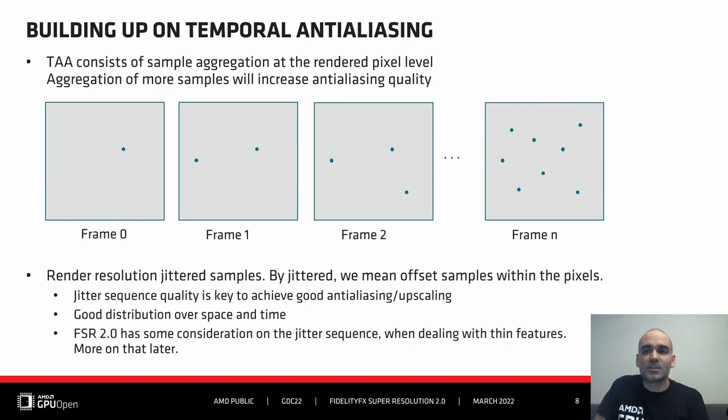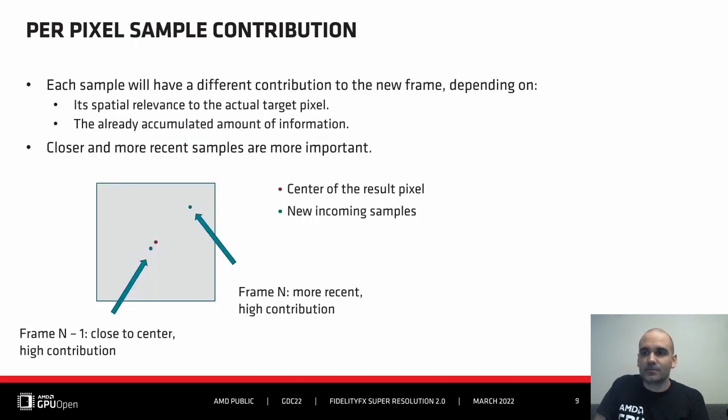So for the aggregation to be valid, the jitter sequence must be providing an even distribution over space and time, so that each input resolution pixel is fully covered when iterating the jitter sequence. While the jitter sequence could be infinite, FSR2 has some consideration about that sequence length when dealing with thin features, and I will be getting back to that topic later.